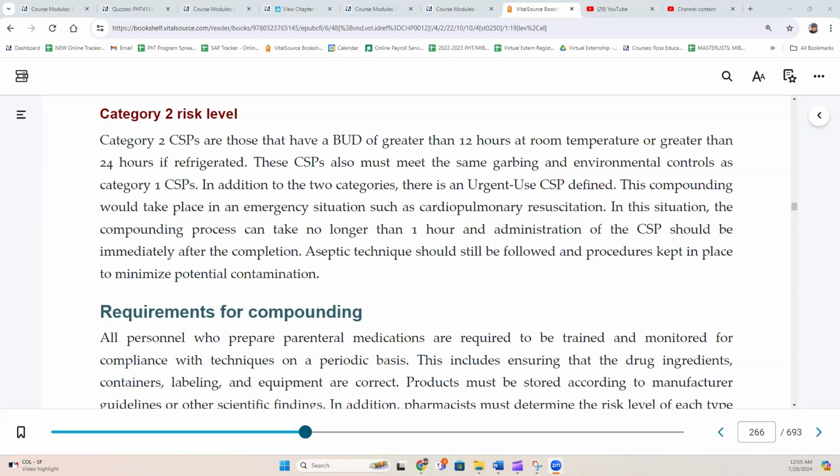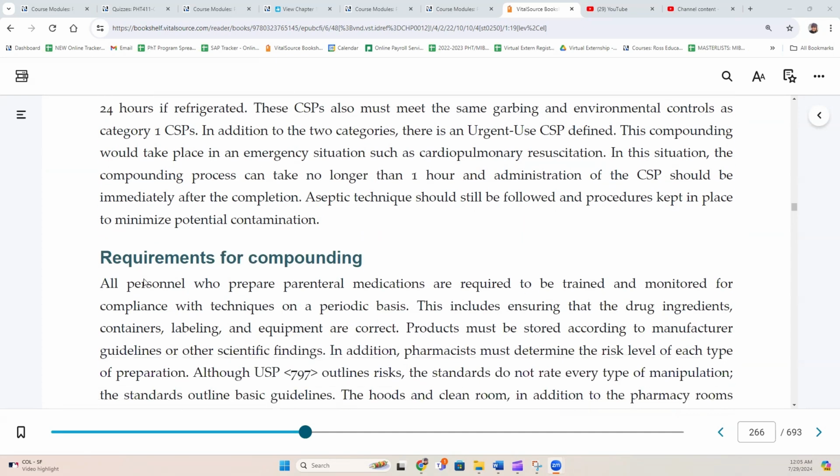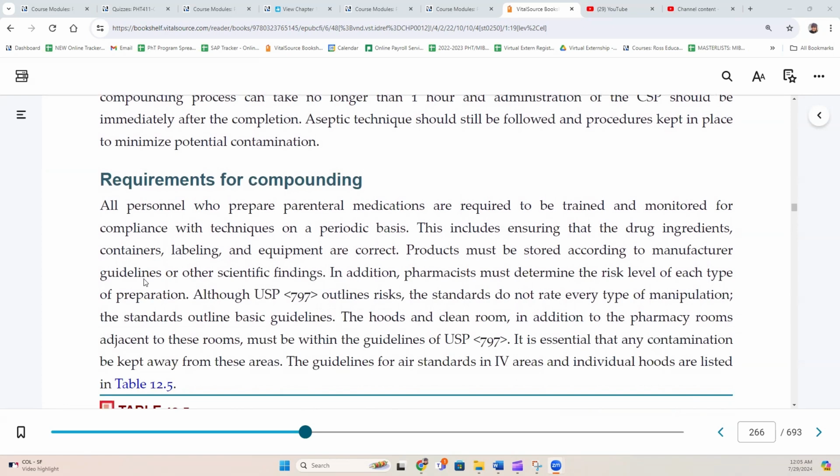In addition to the two categories, there is an urgent use CSP defined. This compounding would take place in emergency situations such as cardiopulmonary resuscitation. In this situation, the compounding process can take no longer than 1 hour, and administration of the CSP should be immediately after the completion. Aseptic technique should still be followed and procedures kept in place to minimize potential contamination.